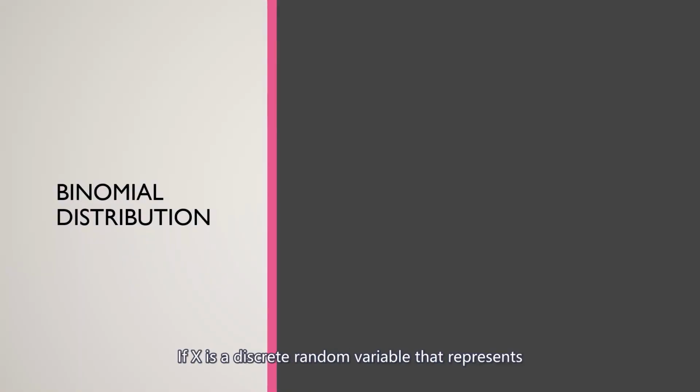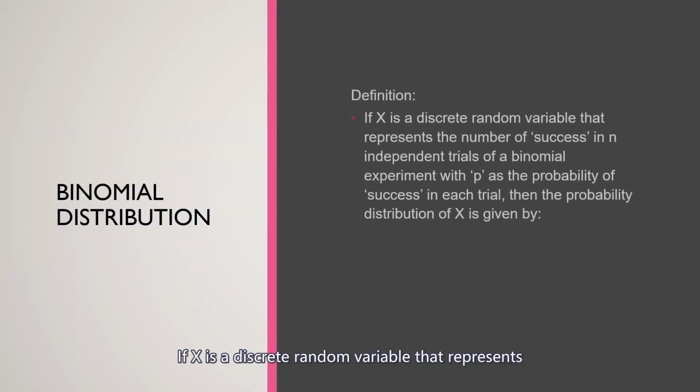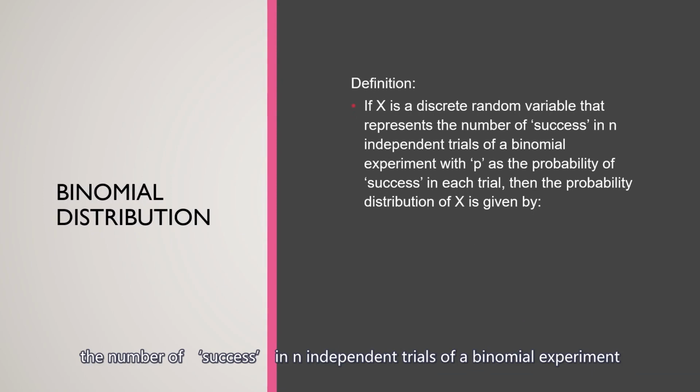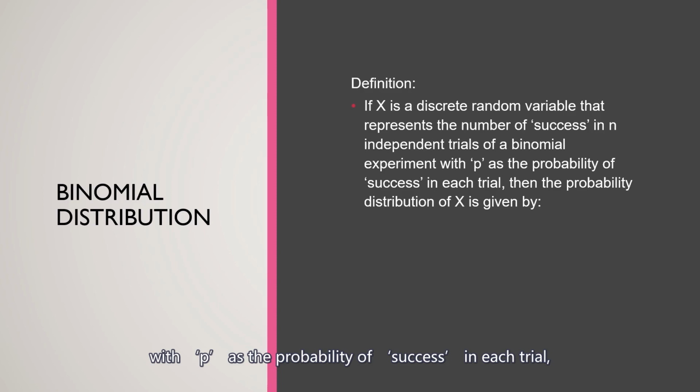Binomial distribution. If X is a discrete random variable that represents the number of successes in n independent trials of a binomial experiment with p as the probability of success in each trial, then the probability distribution of X is given by the equation below.